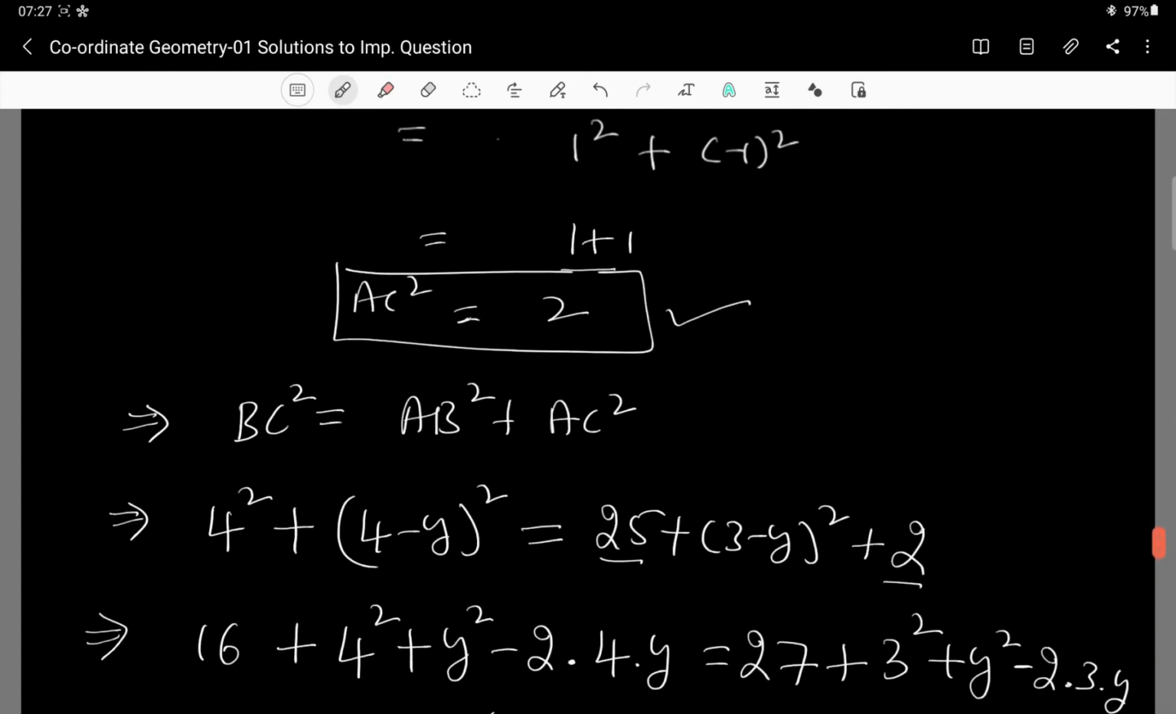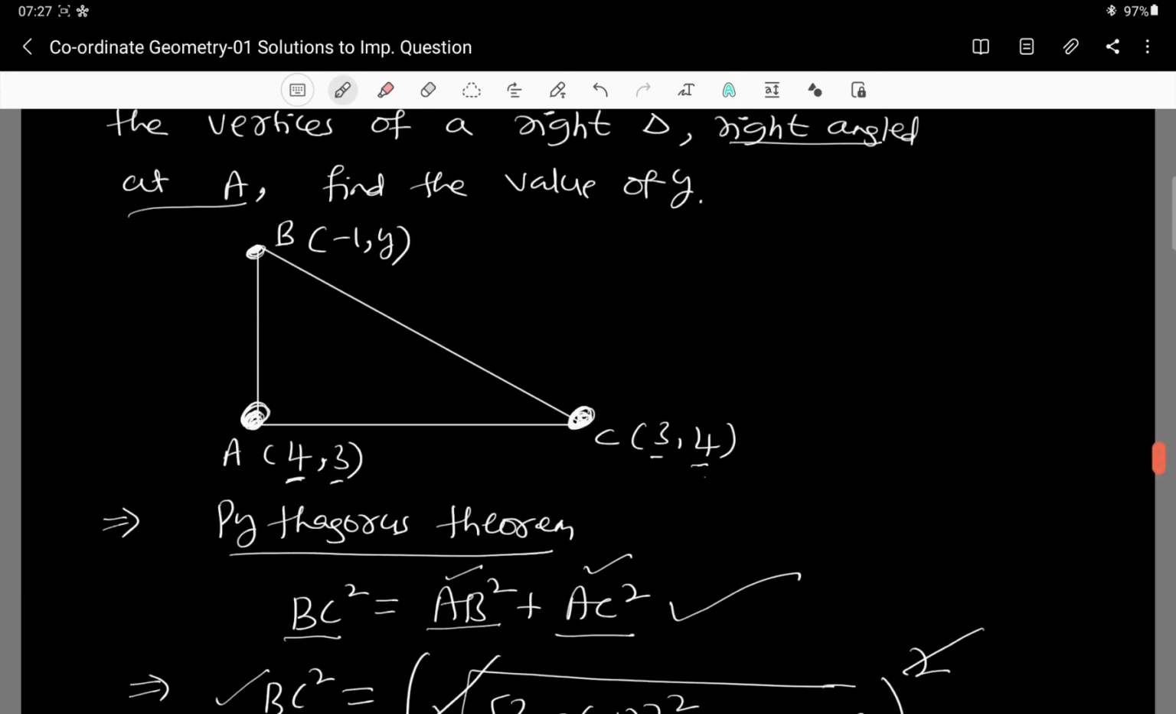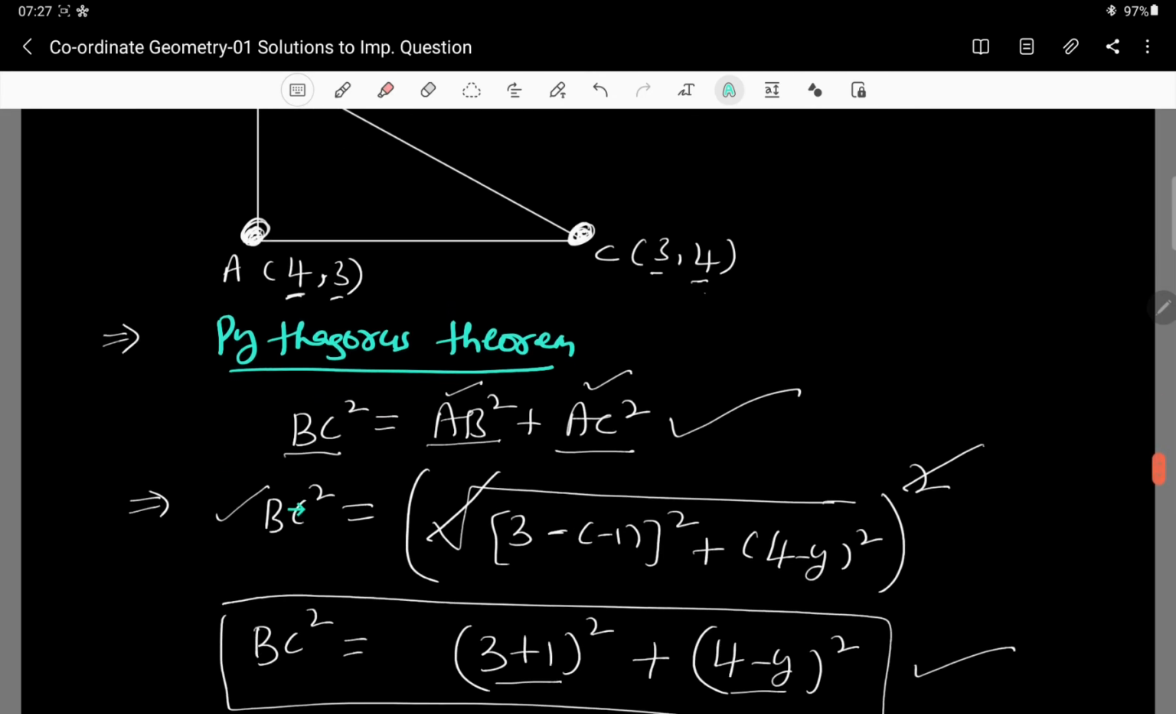All right, so whenever they say right triangle, definitely there is a concept of Pythagoras theorem. Okay, and you should not be making any mistakes here. BC means this whole thing under root will come. But BC square means this square will come, and the square and square root will get cancelled. You should have an idea of that.